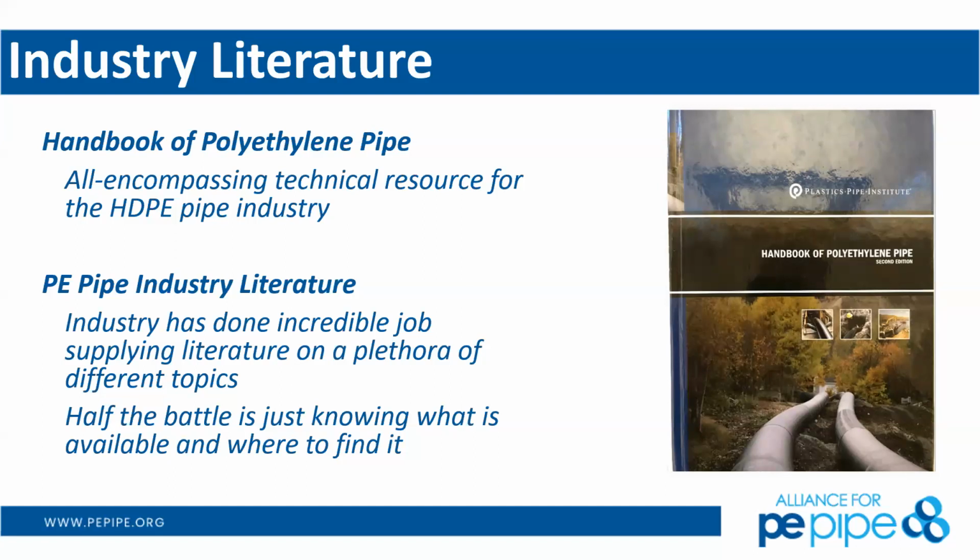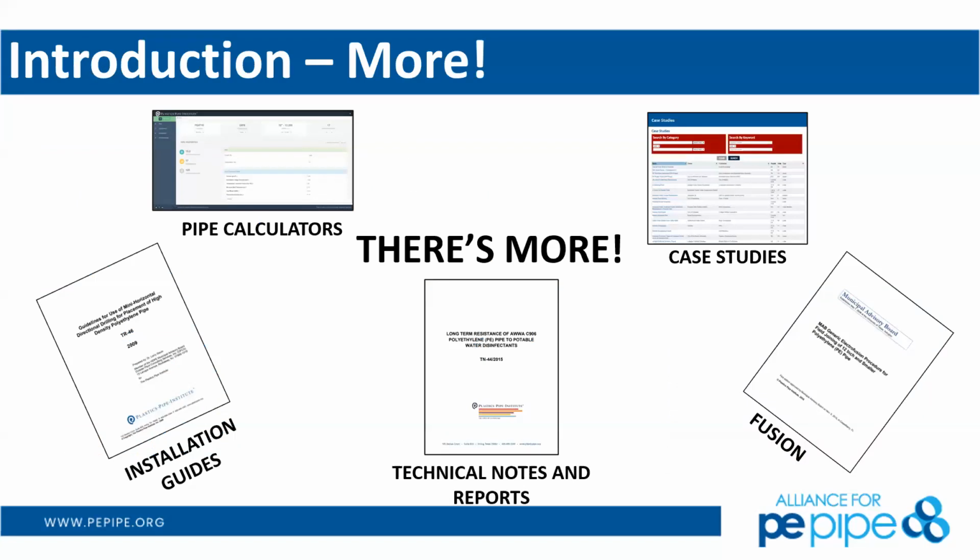It comes from the PPI's Handbook of Polyethylene Pipe. This is a very robust book for you. It is included in the engineering package as a searchable PDF, which always helps quite a bit, but gives you lots of really good guidance in all those questions that might be bugging you to be able to try to process through. There's a lot more. There's pipe calculators, installation guides, technical notes and reports, case studies, fusion reports, ASTM standards, AWWA manuals, ASCE manuals of practice, and all sorts of different things.